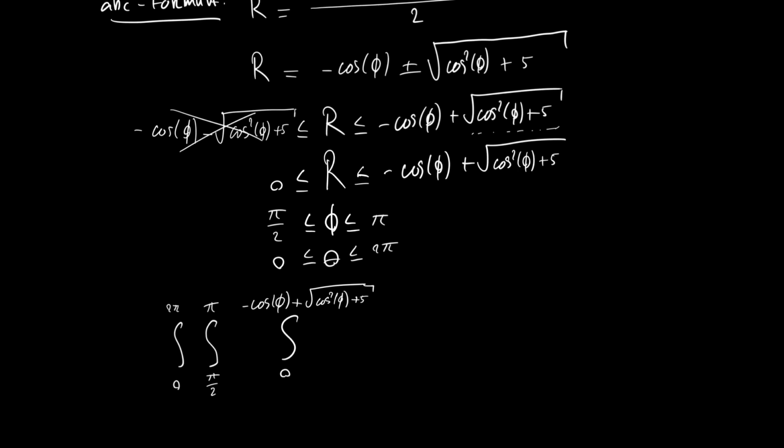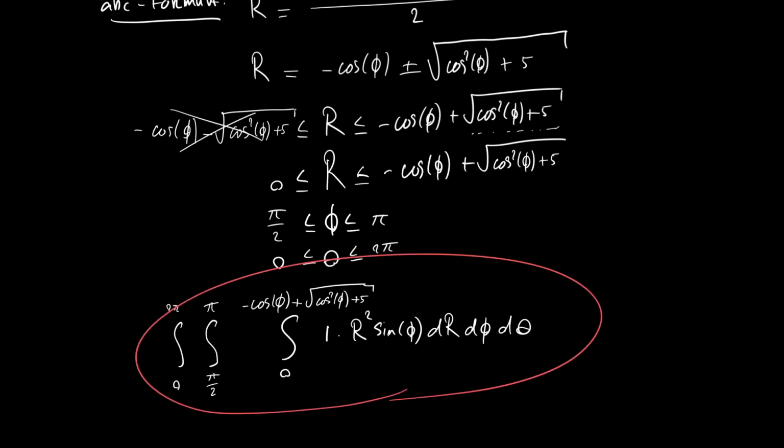Then as for the integrand, we were calculating the volume, so we're integrating the function 1. But again, of course, we have the Jacobian, and you have to memorize that Jacobian to be r squared times sine phi like this. And now we can integrate over r, then over phi, then over theta. And this is our final answer in terms of spherical coordinates. There we go.